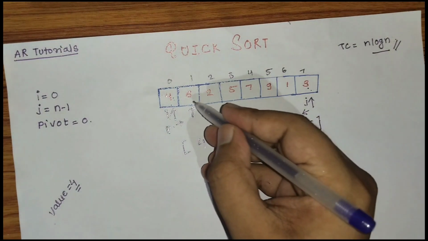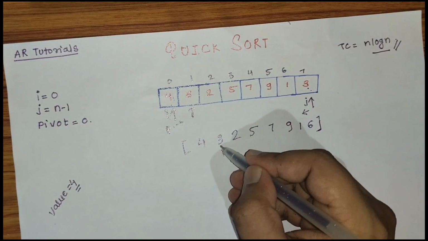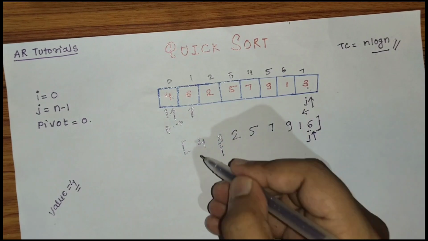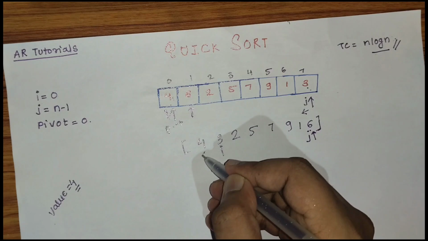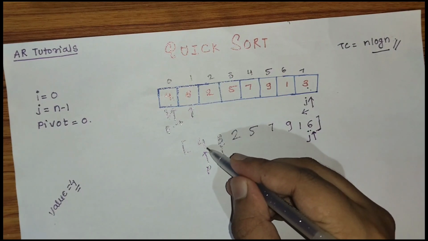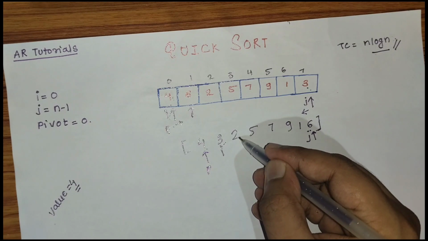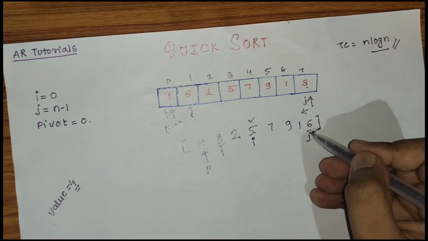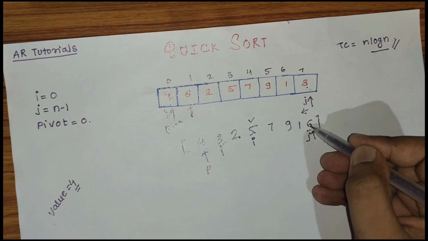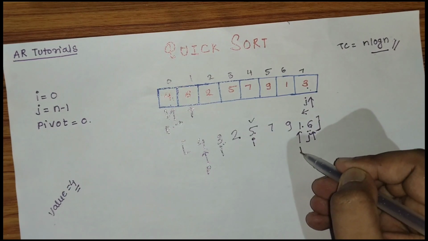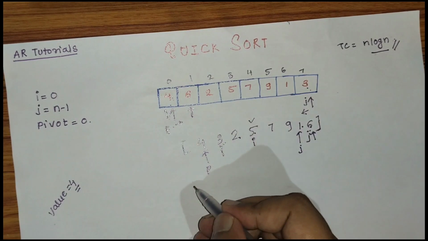Now where was our I? I was here at the first index. Where was J? J will still be at this index. The pivot is here only. Now we'll again check from I, is it greater than the pivot? No. Is this value greater than the pivot? No. Is this? Yes. So our new I will be here. And for J, is it less than the pivot? No. Is 1 less than the pivot? Yes, so we'll again swap it.